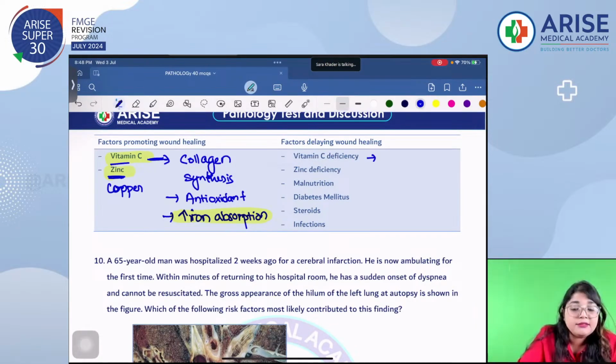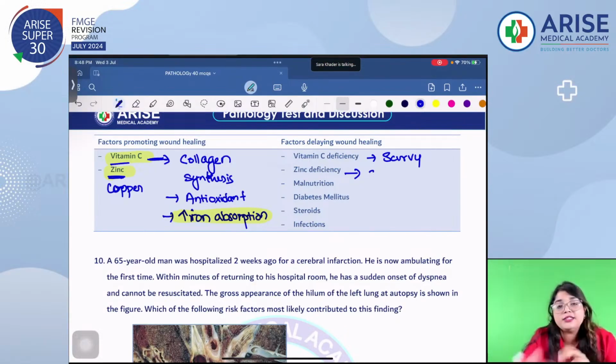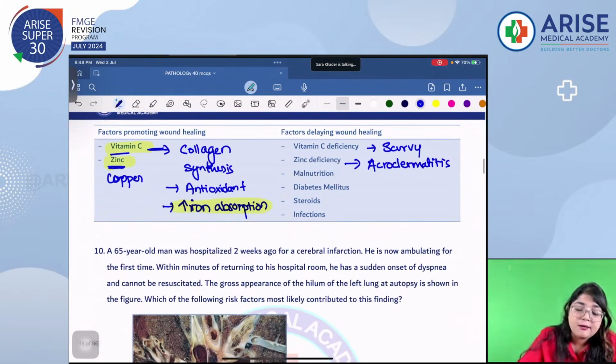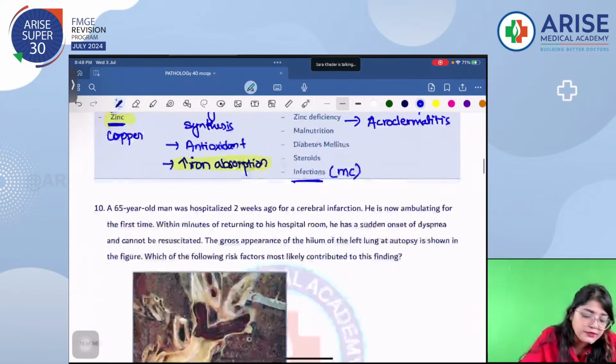Vitamin C deficiency can lead to scurvy, the bleeding of gums, again because collagen synthesis is affected. Zinc deficiency can lead to a dermatitis-like condition. What is that known as? Acrodermatitis enteropathica. Okay, acrodermatitis enteropathica. Okay, I hope you're able to remember that. Okay? Most common cause of delayed wound healing is infections. This is also a previous year question.